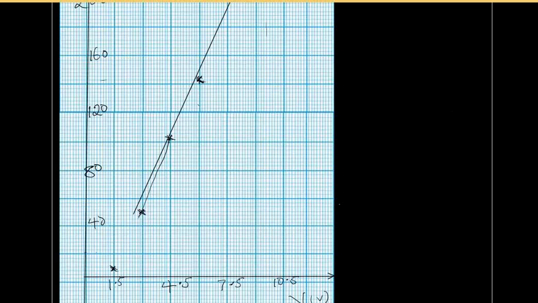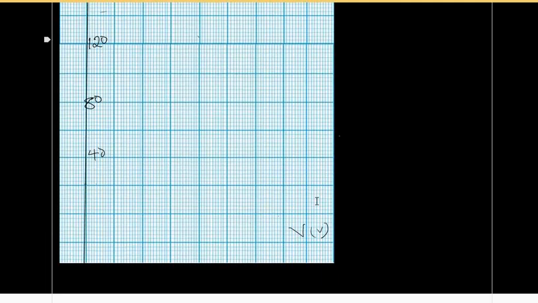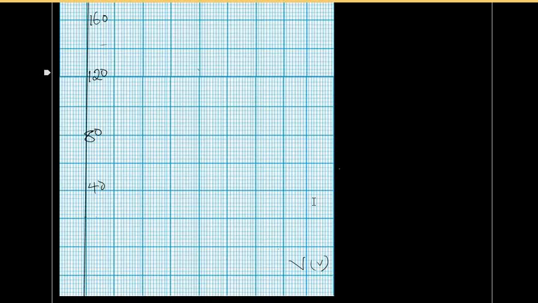Let me clean that up. Now, each of these boxes in this graph is 1 cm. First of all, you have to designate your vertical axis and of course your horizontal axis. My vertical axis is the period squared axis, the t squared axis.